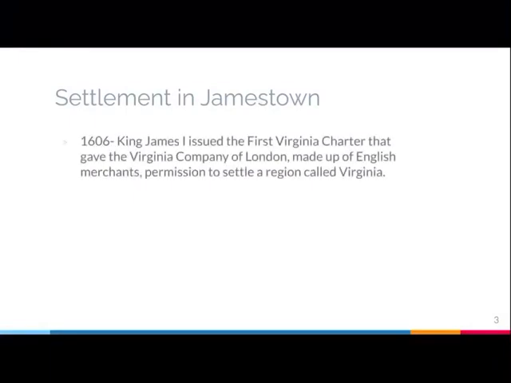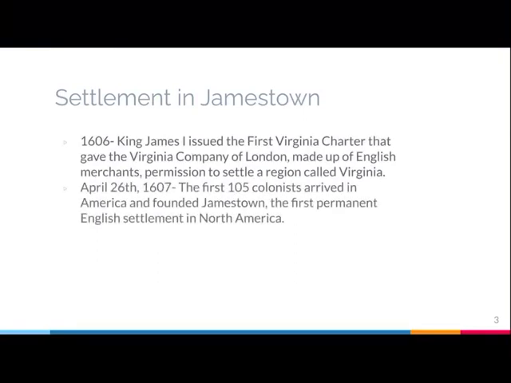So in 1606, we have King James I. He issued the first Virginia charter that gave the Virginia Company of London, which was made up of English merchants, permission to settle a region called Virginia, okay? So he gave a charter, a document that said to this group of English merchants, you have the permission to go and settle and create a colony called Virginia, in what is now the United States, what is now actually the state of Virginia today.